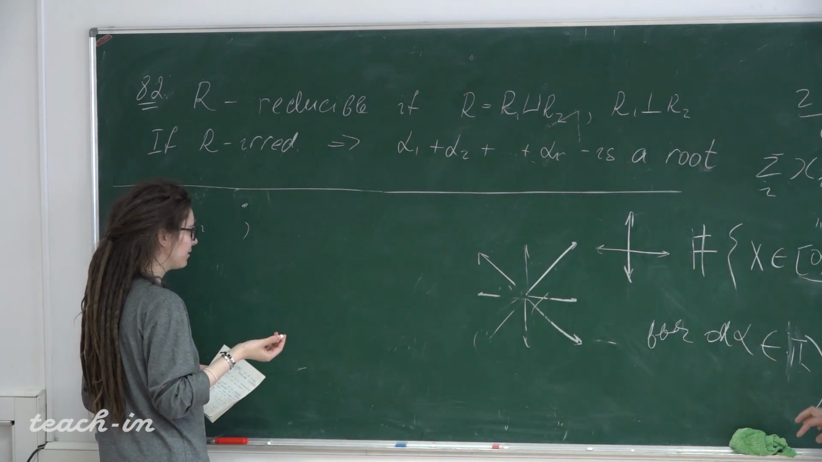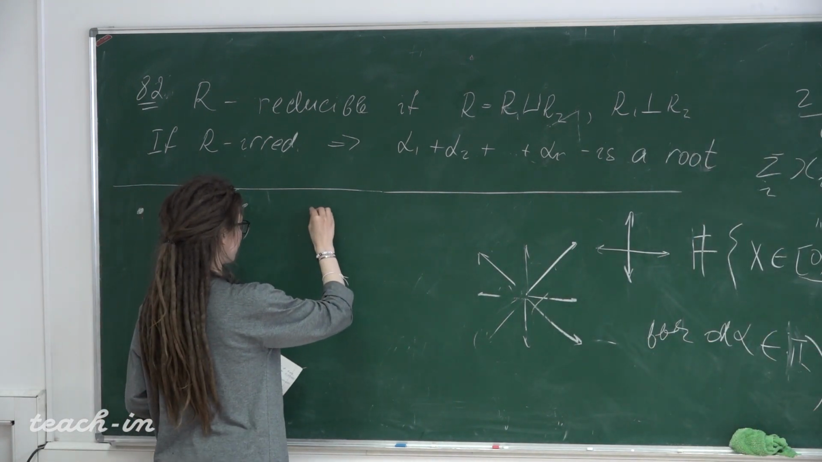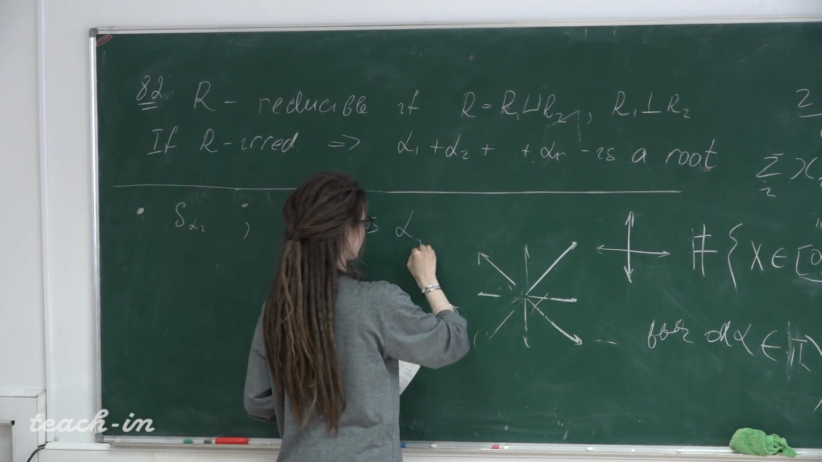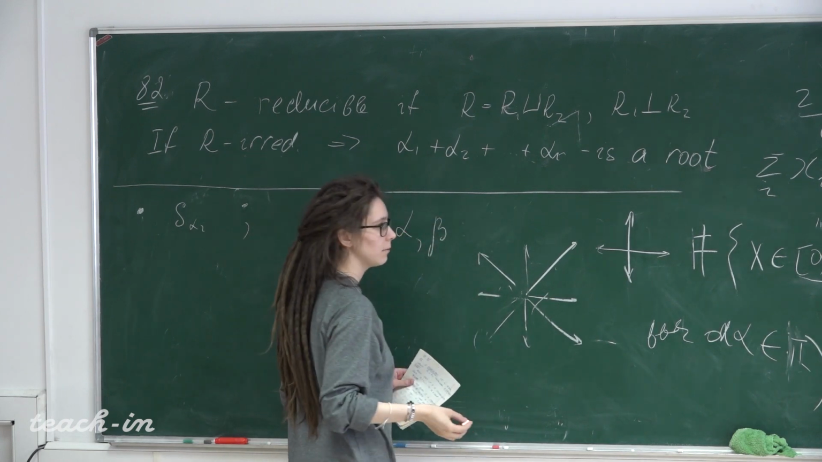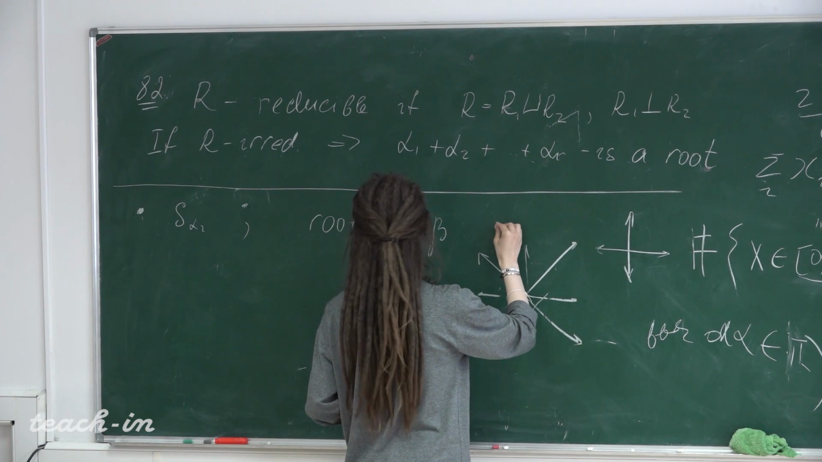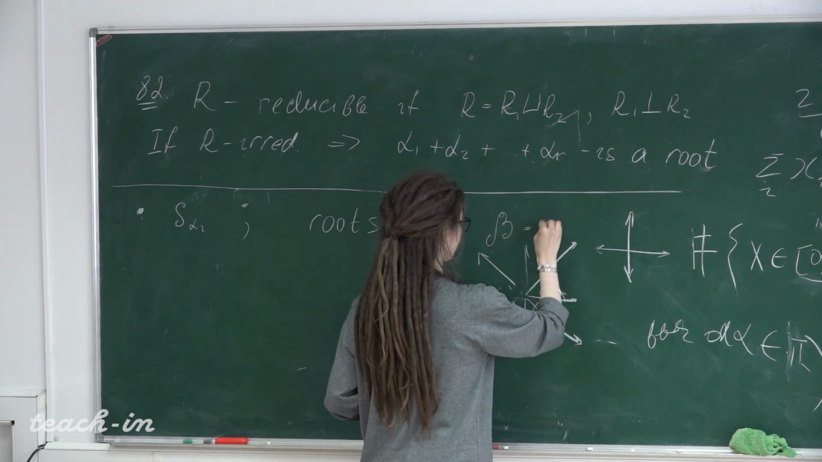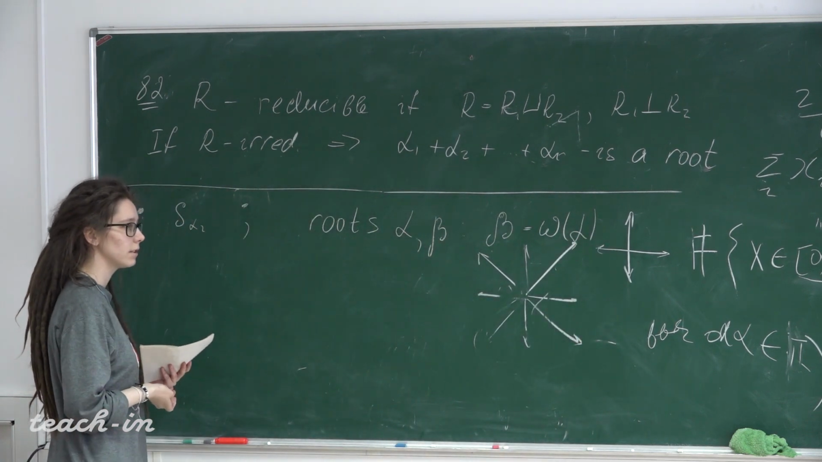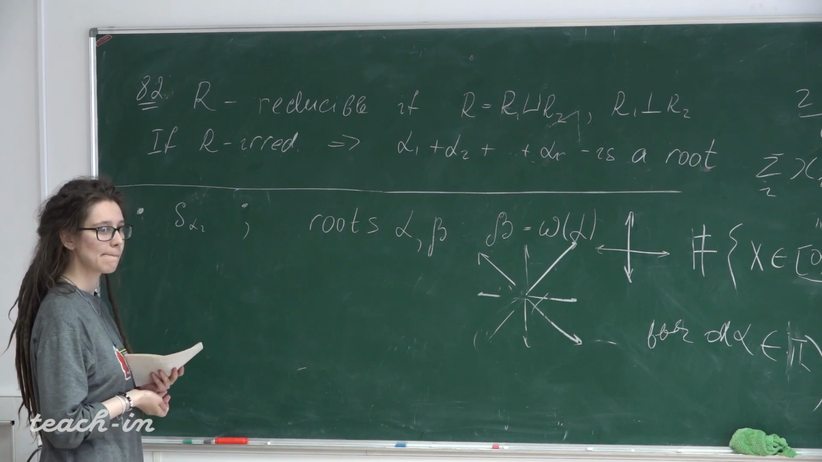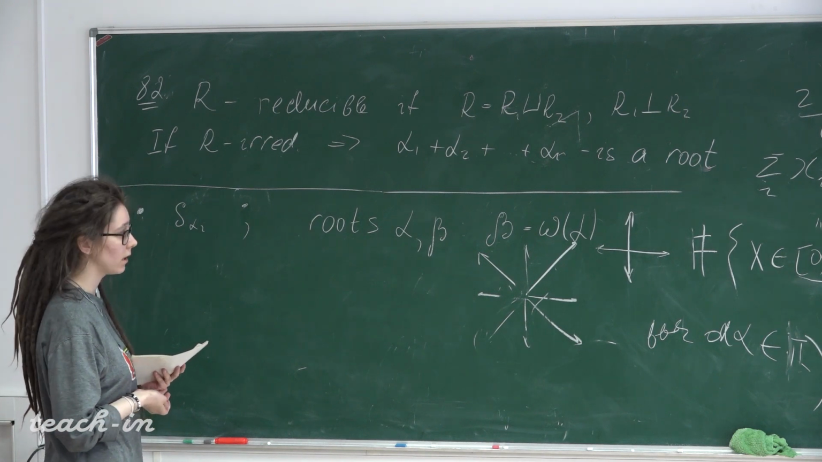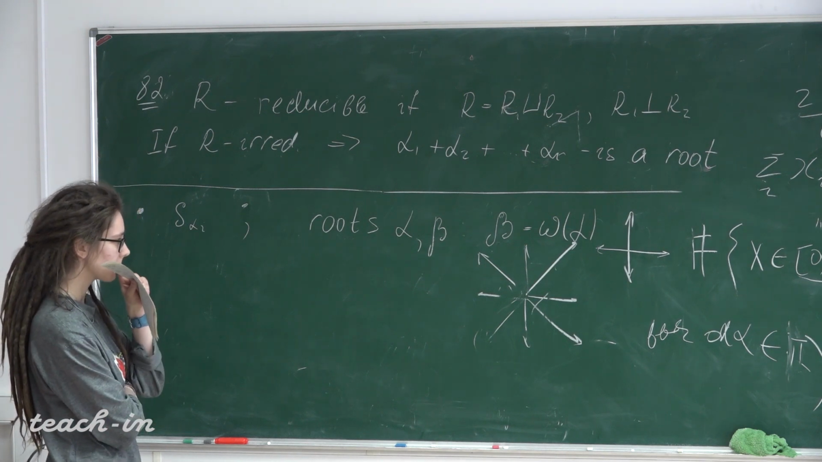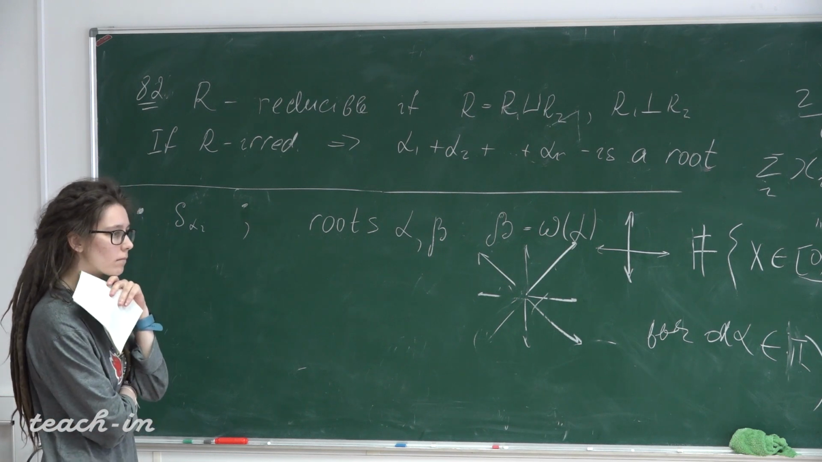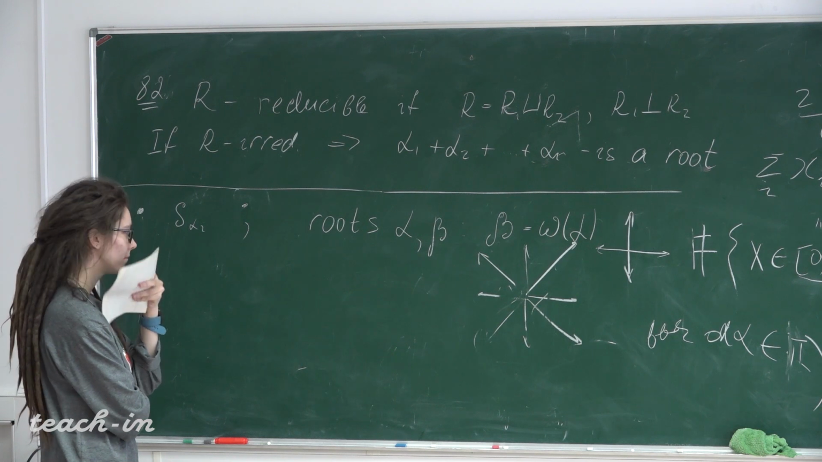Okay, if it's transitive, we can say that there exist roots alpha and beta such that we can find an element of W, and it will look like beta equals B of alpha. But if it's not transitive, this is not true. Yeah, if you fix any pair of roots, this is not true. But if you just fix beta, then you can find alpha, of course, such that this is true.